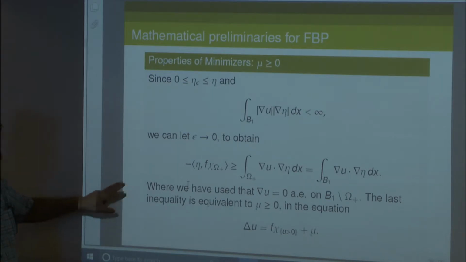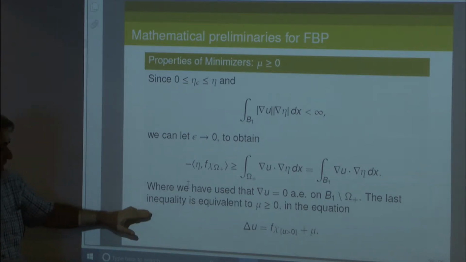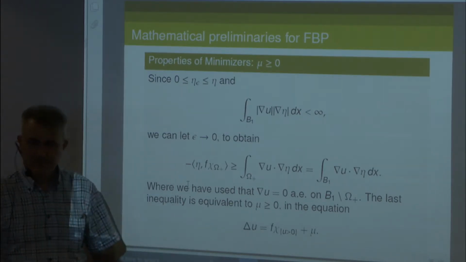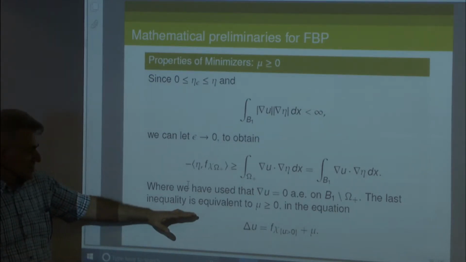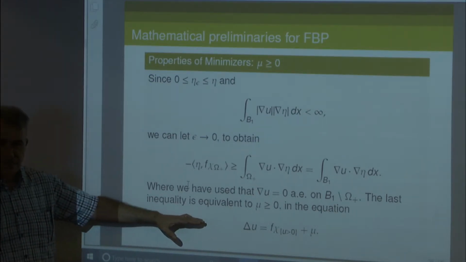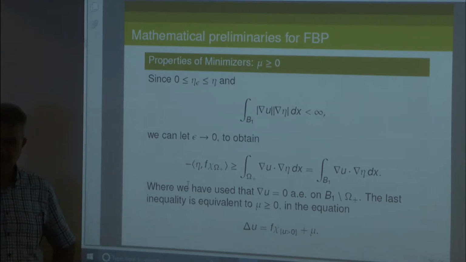So this is what I'm saying, we have used this. So the last inequality tells us what? It tells us that the measure I have actually is non-negative. Okay, so again, I suggest that you check this. Why is this suggesting that the measure is non-negative? It's a good exercise. Well, you have to go back to your equation.